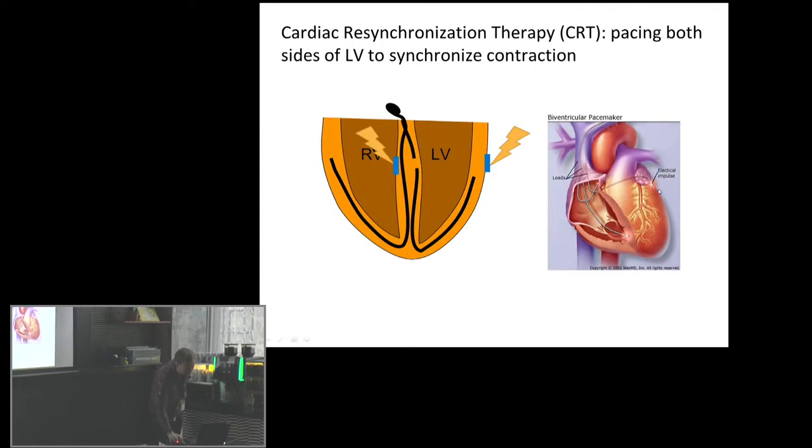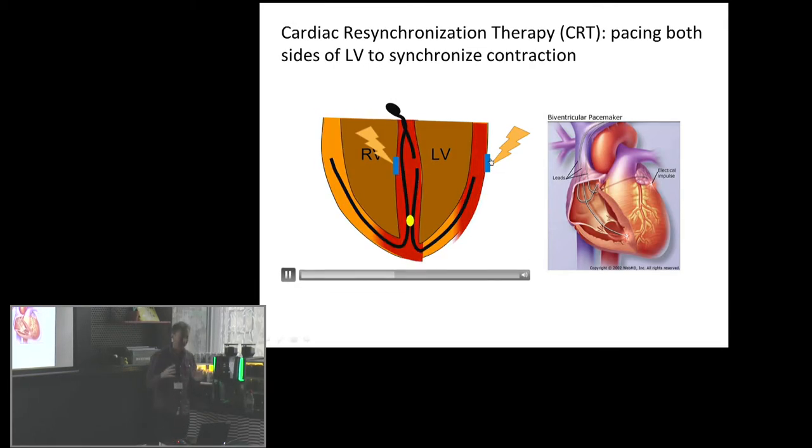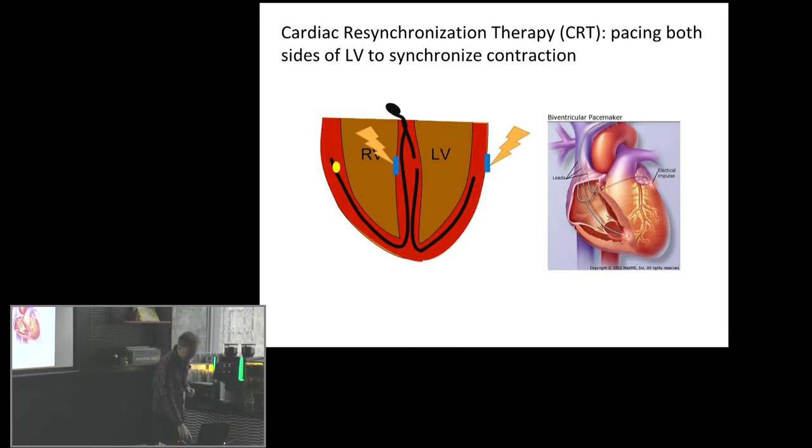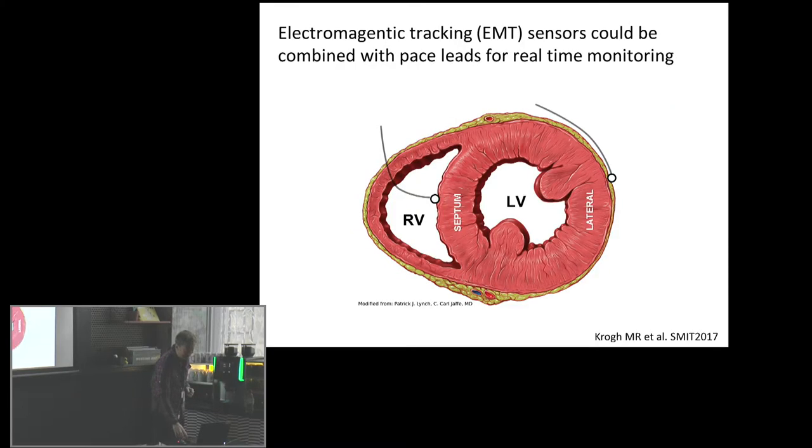And you can resynchronize by putting an electrode on the septum and on the lateral wall, and activating them at the same time, and then you resynchronize. So our idea was, could we actually use electromagnetic tracking to improve cardiac resynchronization therapy?